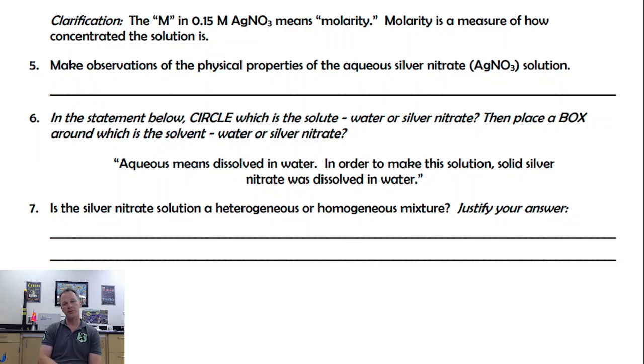Because in a homogeneous mixture, you can't see where the water ends and the silver nitrate begins. You can't see any silver in there, you can't see any nitrate in there. It just looks like one thing.